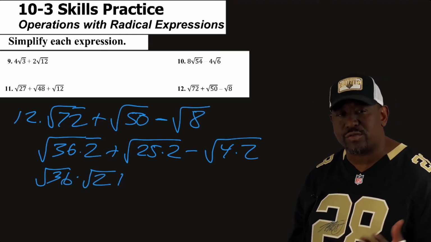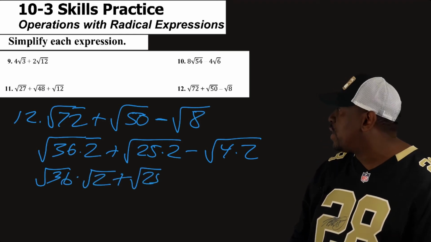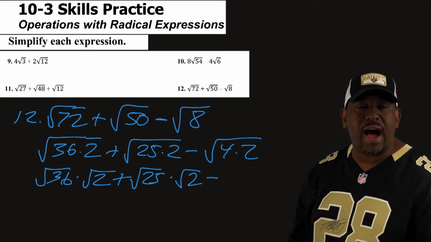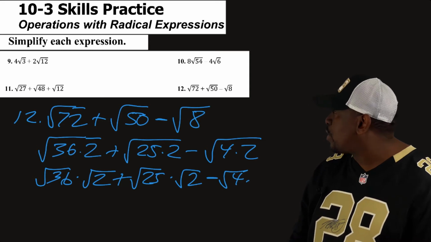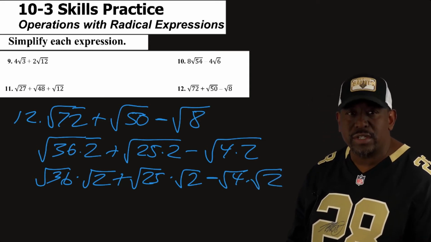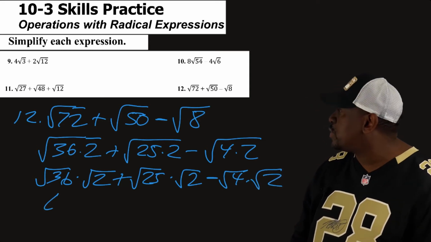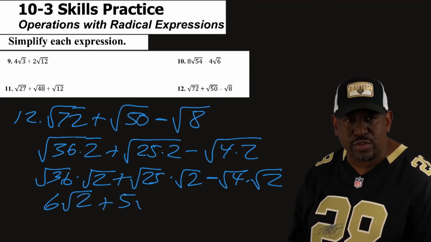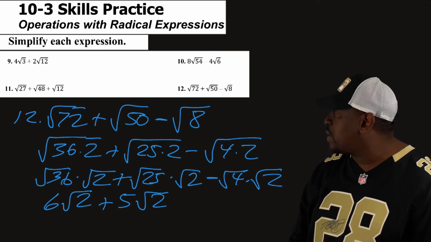So now we take the square root of each of the factors. We have the square root of 36 times the square root of 2, square root of 25 times the square root of 2, square root of 4 times the square root of 2. You simplify the perfect squares, we will have 6 times the square root of 2, plus 5 times the square root of 2, minus 2 times the square root of 2.